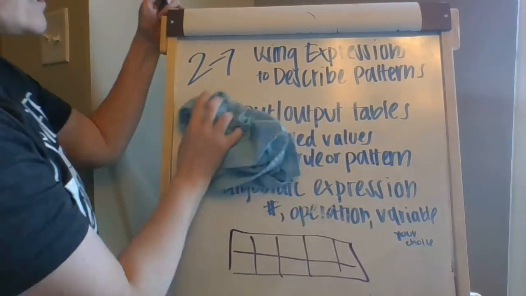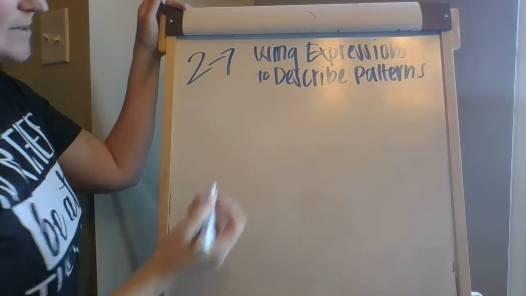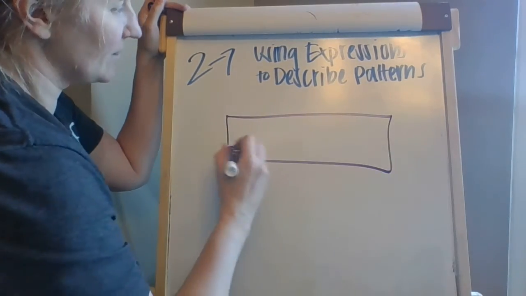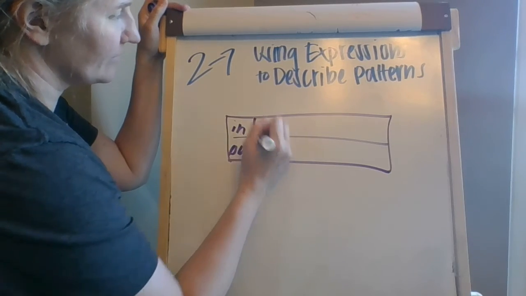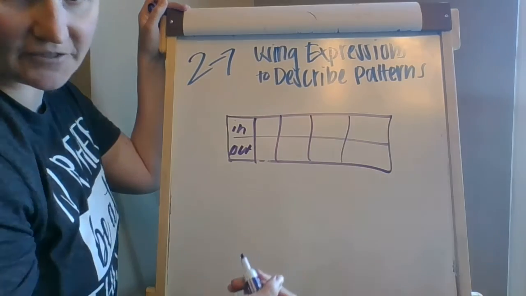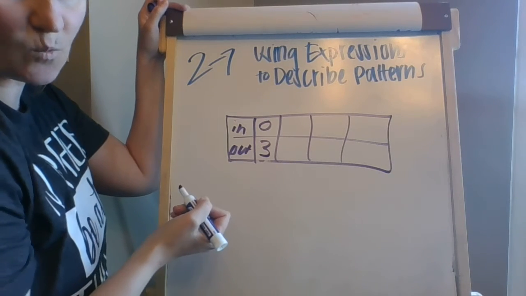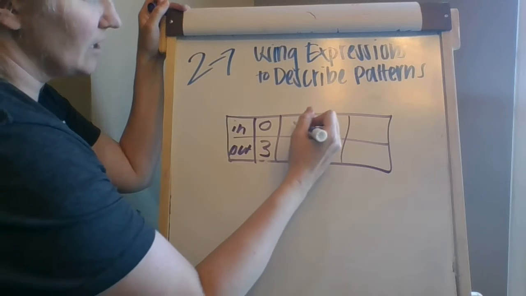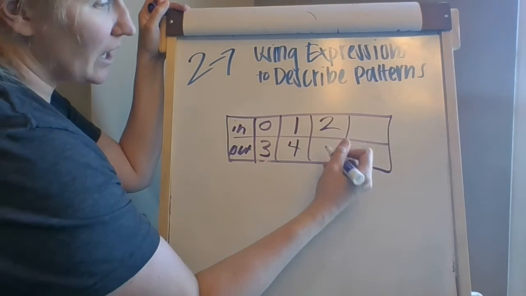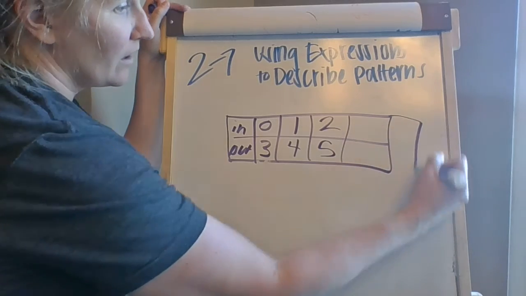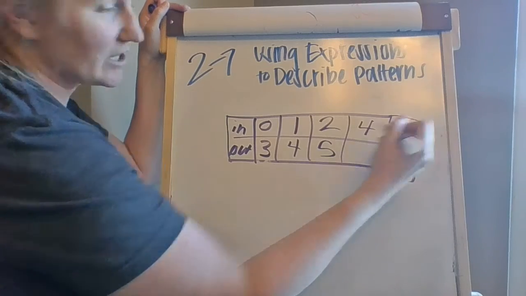All right, let's get started on some examples here. The way that these problems are going to look, we're going to start with a table. We have our input and our output, and there's going to be a couple different categories. So for example, we have 0 and 3. So our input is 1, our output is 3. Input 1, output 4, input 2, output 5. And then we're going to add a little bit more here. We're going to add a 4 and we're going to add an 8.